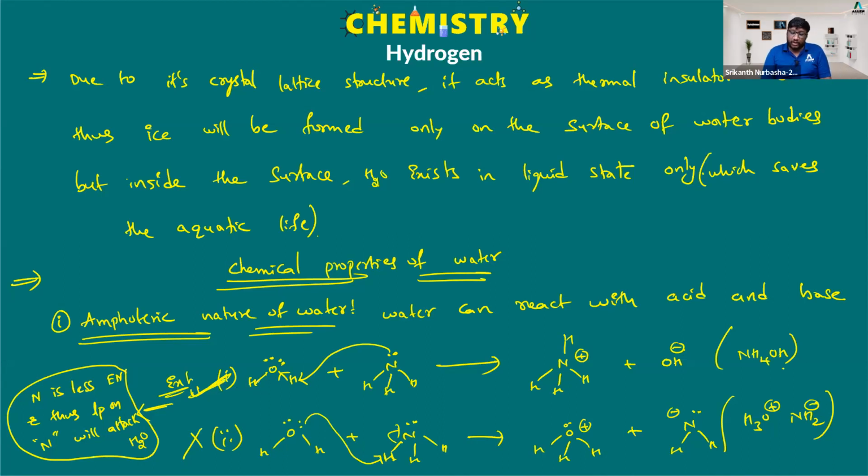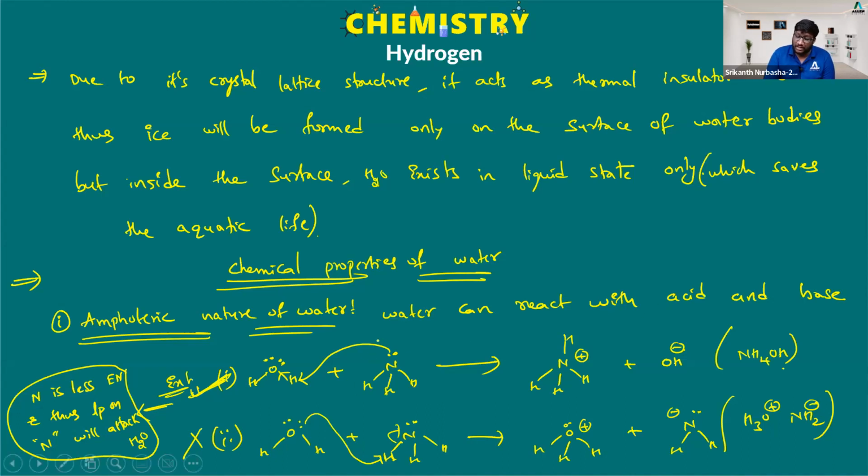And in this reaction, what is acting as an acid or a base? From the water, H plus ion is lost. Acid. So NH3 is the respective Lewis base, and water is acting as the respective acid as H plus ion is lost from it. So amphoteric nature of water means water can react with acid as well as base.